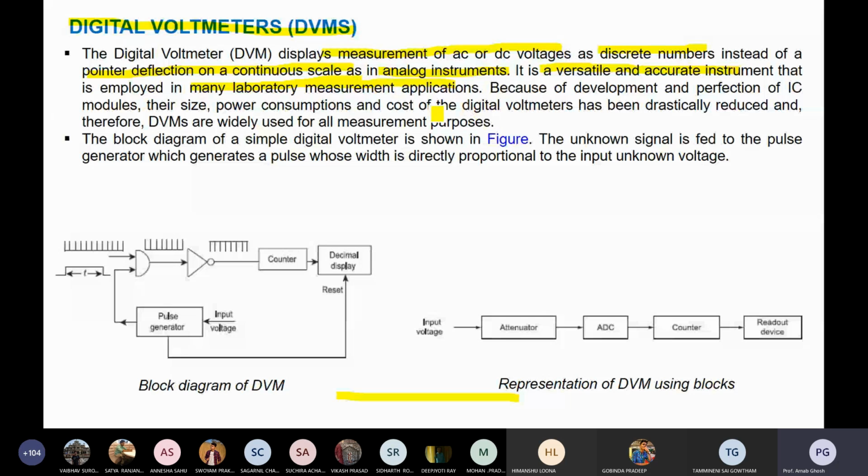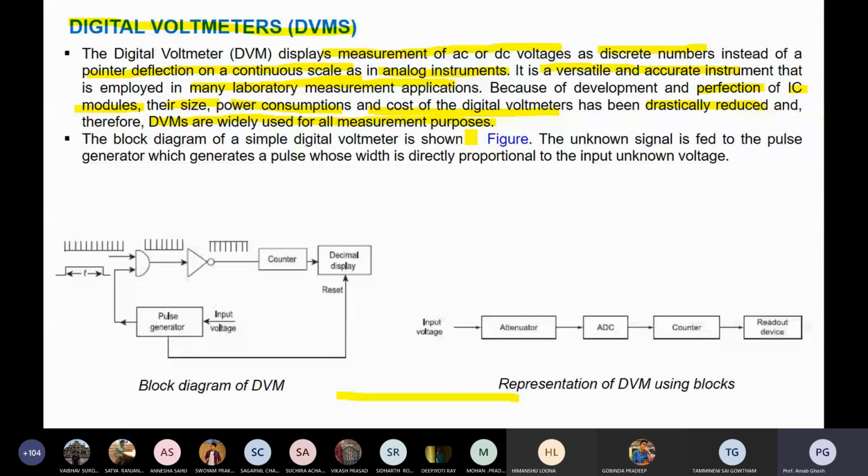It is versatile. It is written like that: a versatile and accurate instrument that is employed in many laboratory measurement applications. Because of the development and perfection of IC modules, the size, power consumption, and cost of the digital voltmeter have been drastically reduced. Therefore the DVMs are widely used for all measurement purposes. So that's the reason for using the DVM. Then we can see the block diagram.